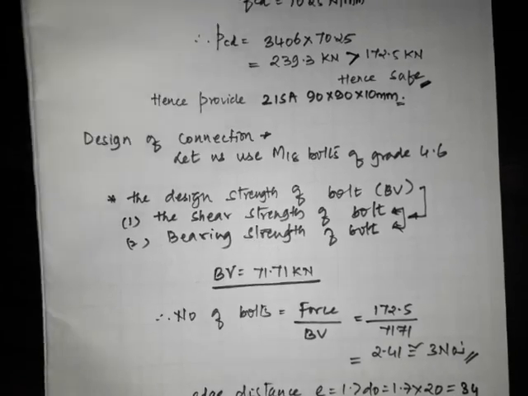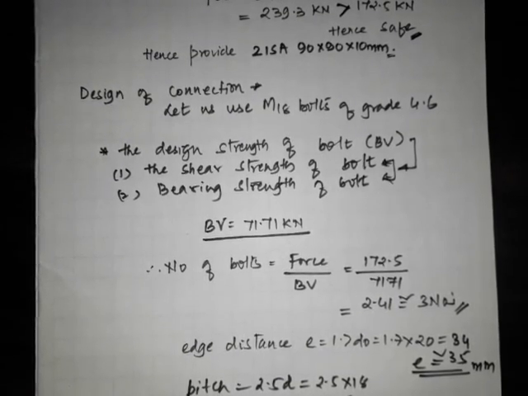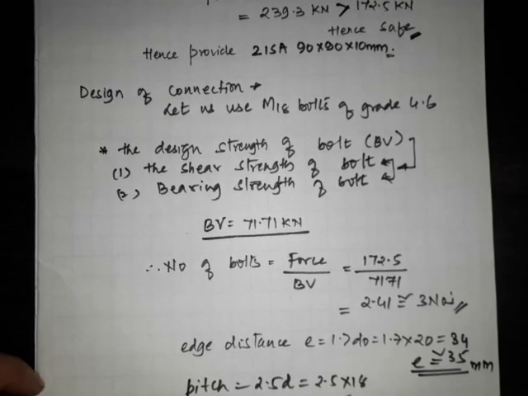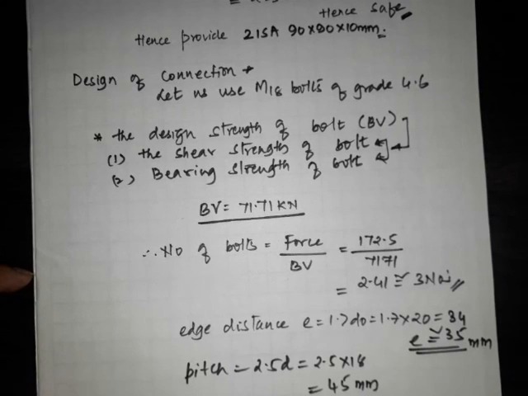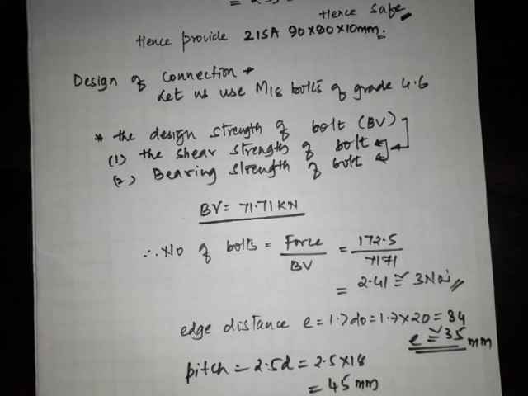So we have designed the principal rafter with 2 ISA 90 by 90 by 10 and with bolted connection, that is by using 18 mm dia bolts of property class 4.6, with an edge distance of 35 mm and a pitch distance of 45 mm. So this is regarding the connection design.